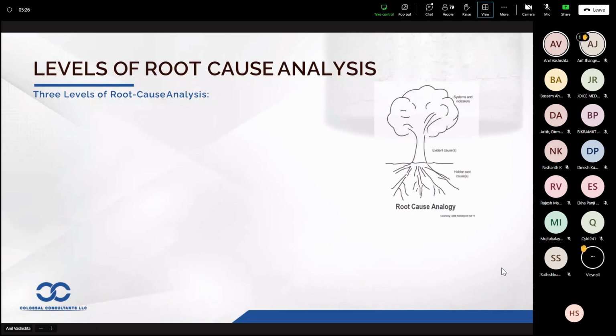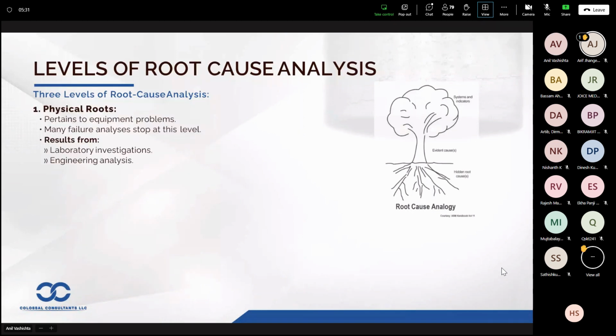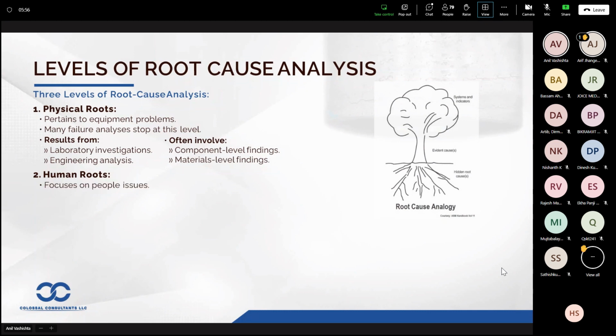So there are three levels of root cause analysis. One is the physical root, which is pertaining to the equipment. And many failure analyses stop at this level, and the results are from lab investigations, engineering analysis, and it often involves component level findings and material level findings.